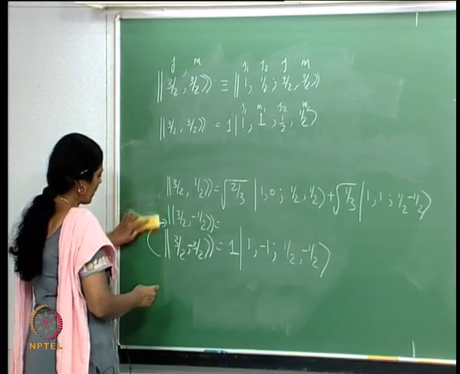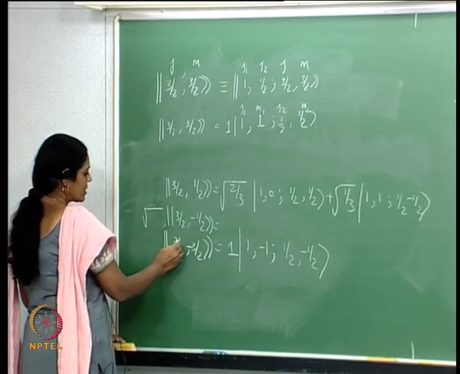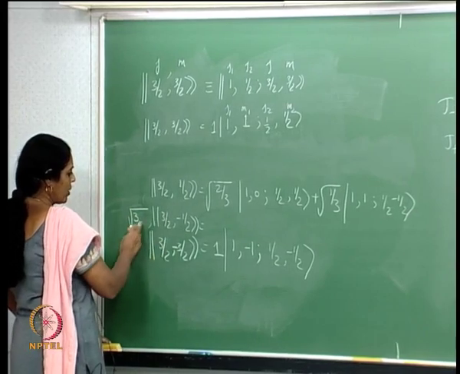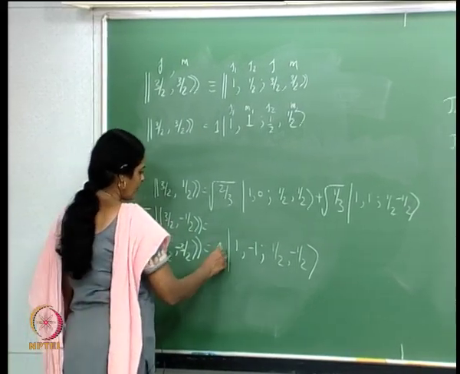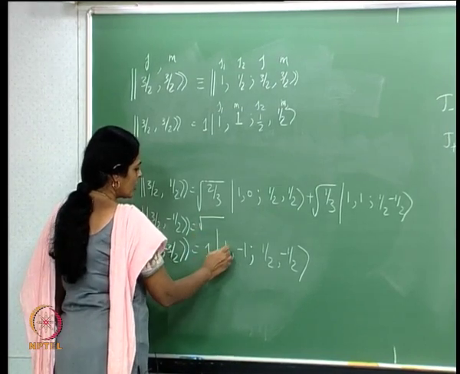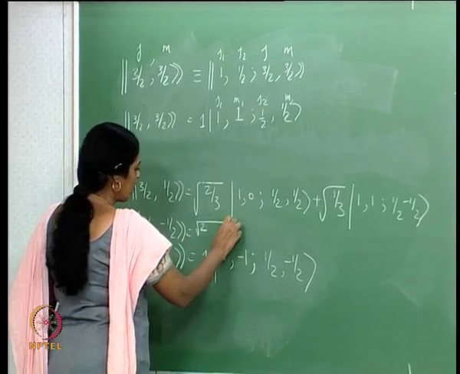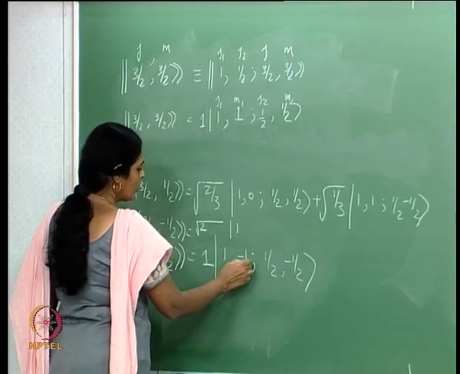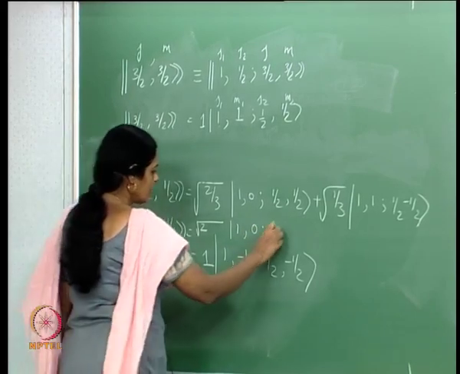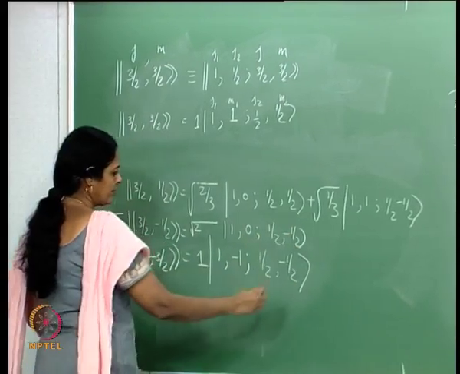So if I use J plus, I remember that the coefficient here is the square root of (J minus m) times (J plus m plus 1). So I have this, and here I use J1 plus, which is the square root of (J minus m) times (J plus m plus 1), takes 1 comma minus 1 to 1 comma 0 and leaves the other state as such.